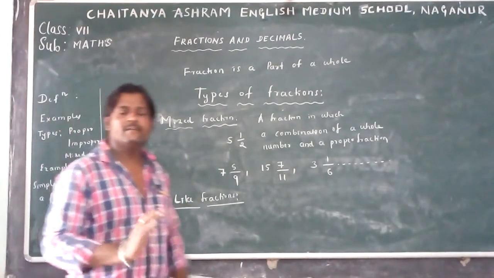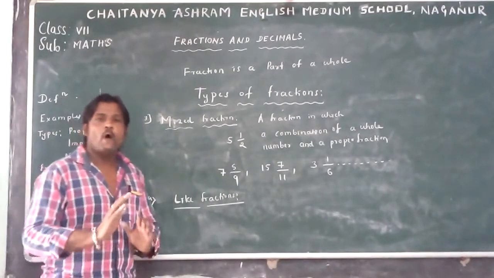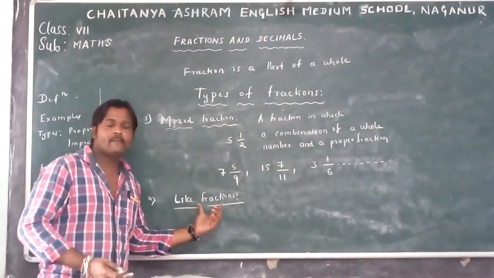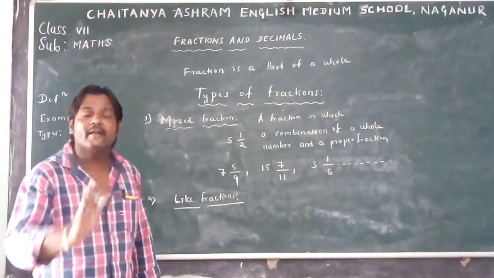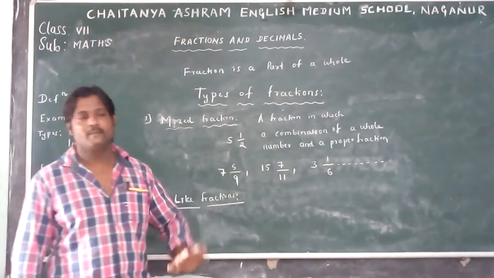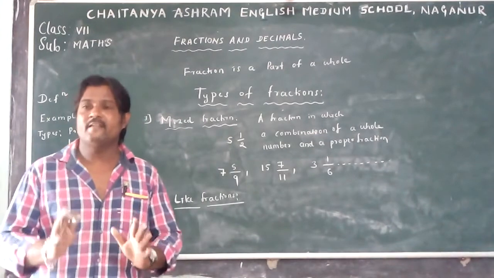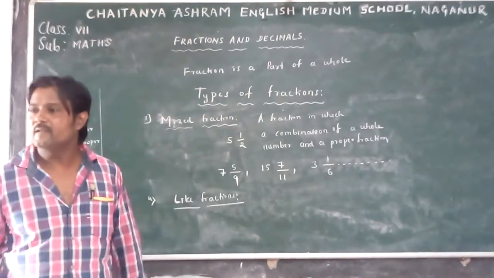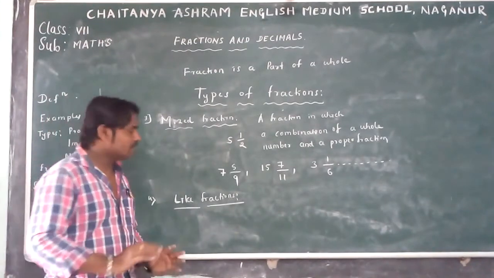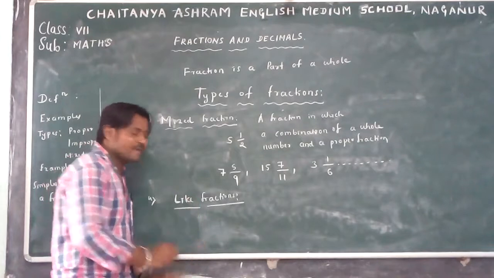Students, like means same, similar. Two or more than two fractions are said to be like fractions. There is a condition. What is that condition? Recall that, if you learned last year. What are the like fractions? Or give me examples. Okay, now don't worry about it. I will clear that. Two or more fractions.